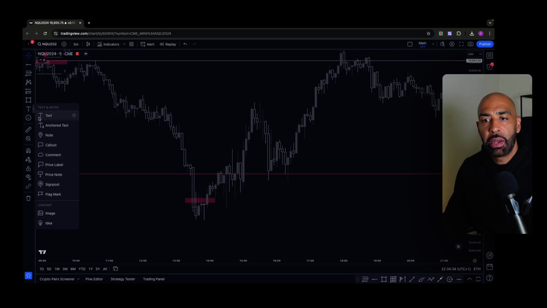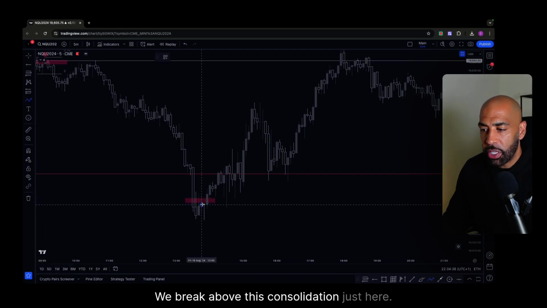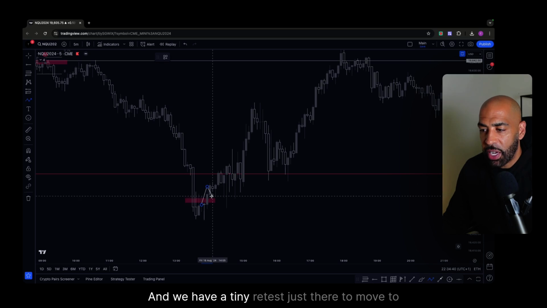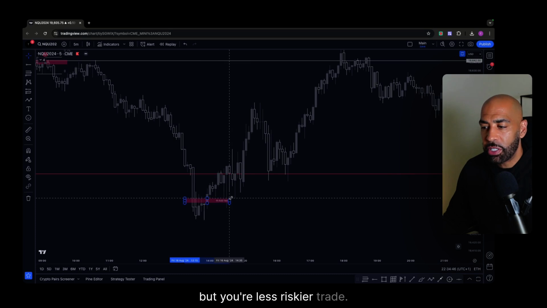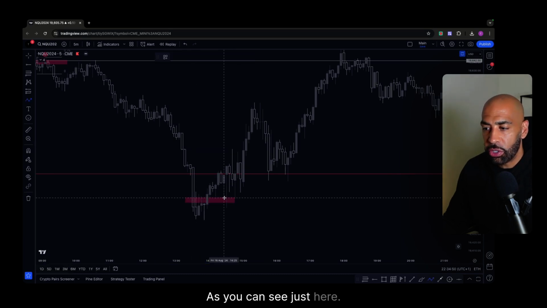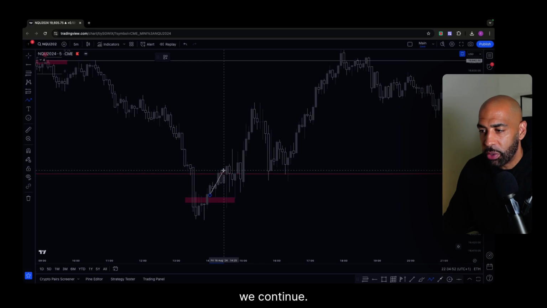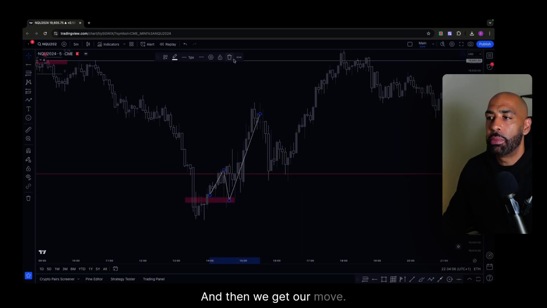Let me get my path. We break above this consolidation just here. And we have a tiny retest just there to move to the upside. That's your riskier trade. But your less risky trade is waiting for a bigger move to the upside. As you can see just here, we continue. Then we come back down into here and then we get our move.